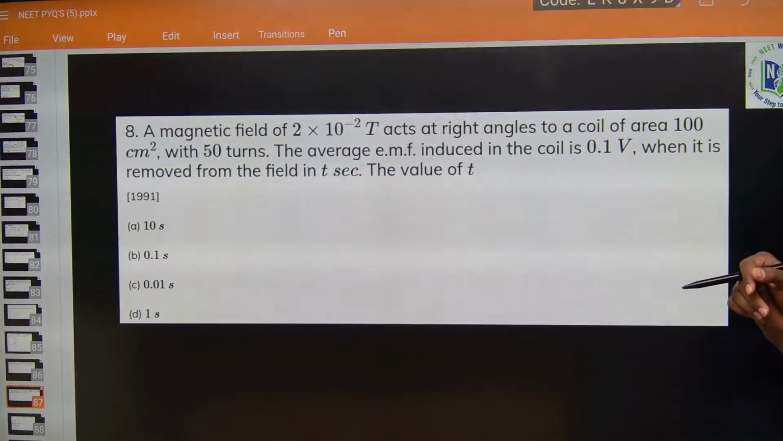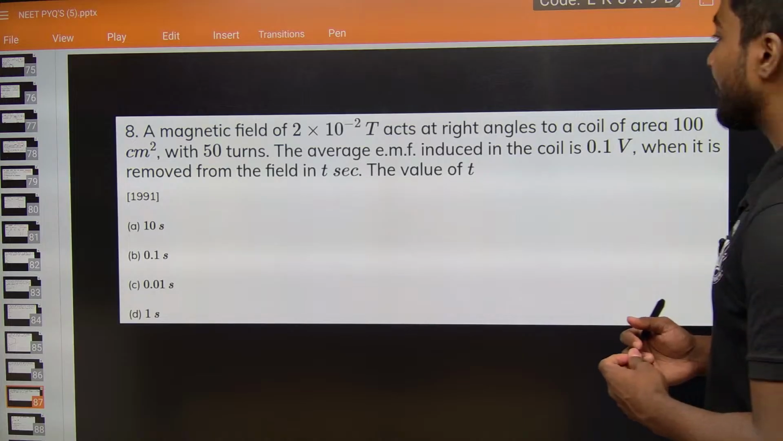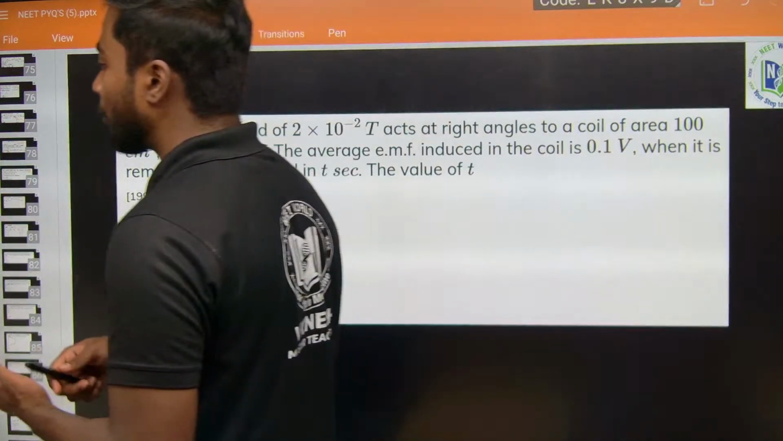A magnetic field of 2 into 10 power minus 2 acts at a right angle to a coil of area 100 centimeter square with 50 turns. The average EMF induced in the coil is 0.1 volt when it is removed from the field in t seconds. The value of t they are asking.